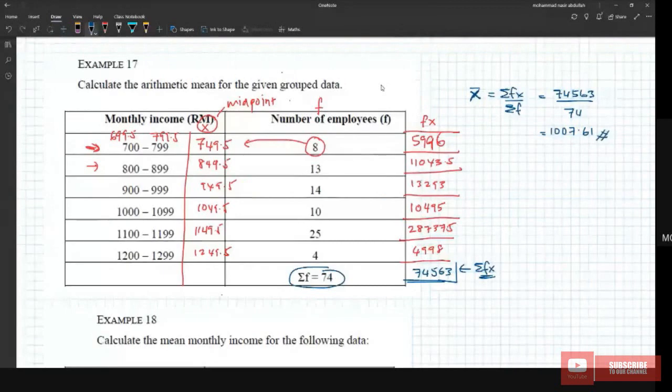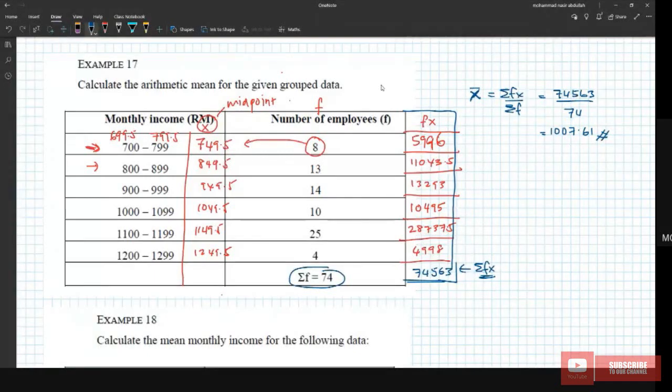So this is going to be a very tough thing to do because you need to be very careful to calculate the fx value. 8 multiplied with 749 should be equal to 5996, and then you need to carefully add every value in each row to get the summation of fx, right? So I'm going to show you another way.